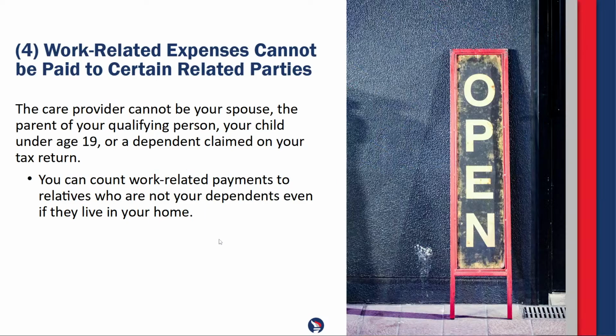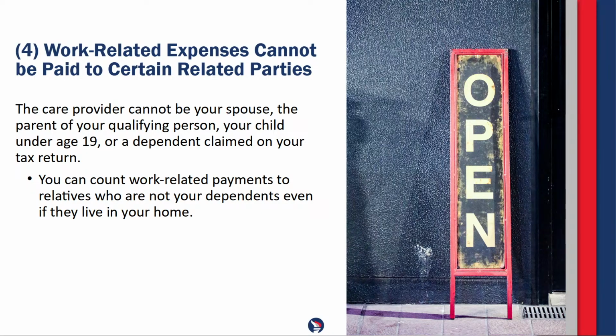Work-related expenses cannot be paid to certain related parties. The care provider cannot be your spouse. You can't pay your spouse to watch your own kid. Can't be the parent of your qualifying person, so you can't pay the ex-wife to watch the kid. Can't be your child who's under the age of 19 or a dependent that's claimed on your tax return. You can count work-related payments to relatives who are not your dependents even if they live in the home. Yeah, grandma's living in the home. I'm not claiming grandma as a dependent because she's still working a little bit and making enough money.